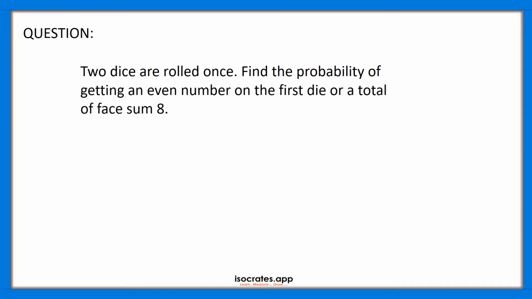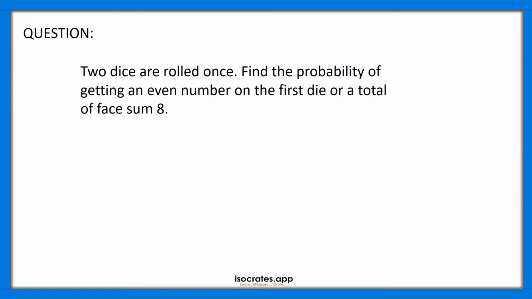So what we are given is that you have two dice and you are rolling both the dice together. And we need to find the probability of getting an even number on the first die or a total of face sum 8. Total of face sum 8 means that when you add both the numbers that we have in the first die and the second die, you should get a sum of 8. That is, the sum should equal 8.